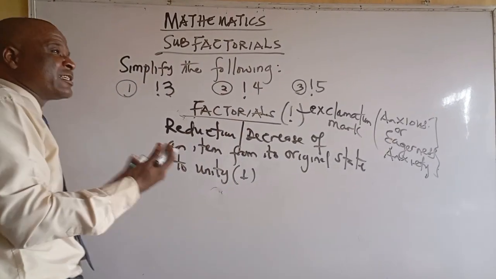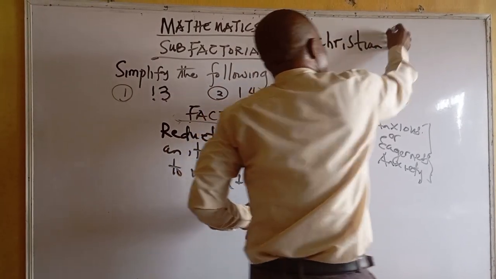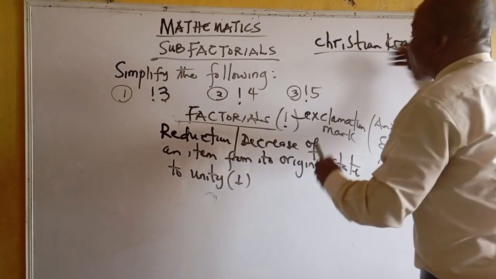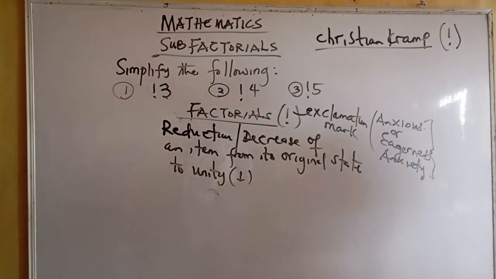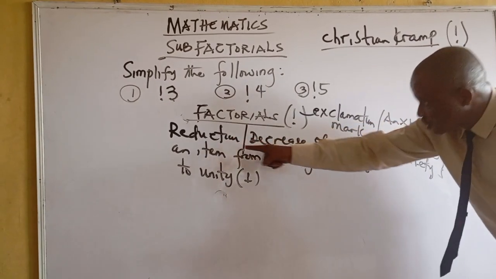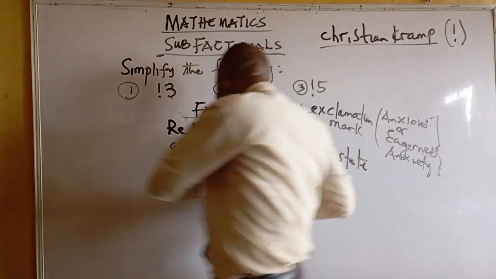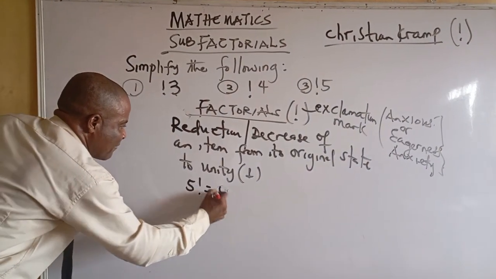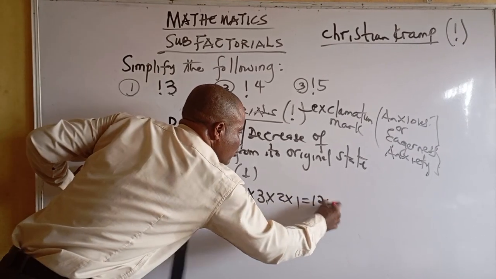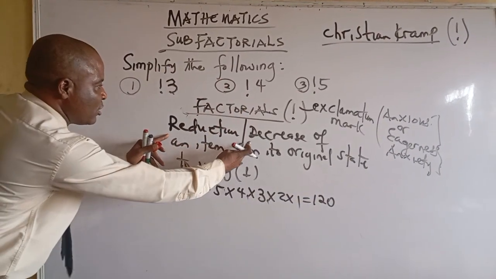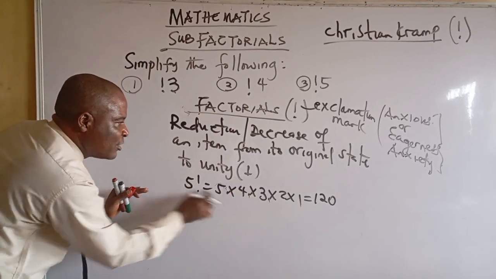A great French mathematician, Christian Kramp, a medical doctor and mathematician, was the one that introduced this symbol into mathematics. And the meaning is reduction or decrease of an item from its original position or state to unity. Example, illustration: 5 factorial is 5 times 4 times 3 times 2 times 1, which is 120. From the definition, it is the reduction of the item 5, from its original state, which is 5, to 1.